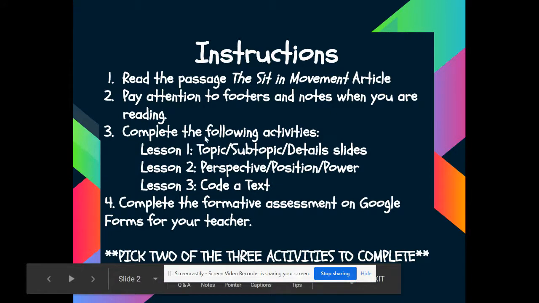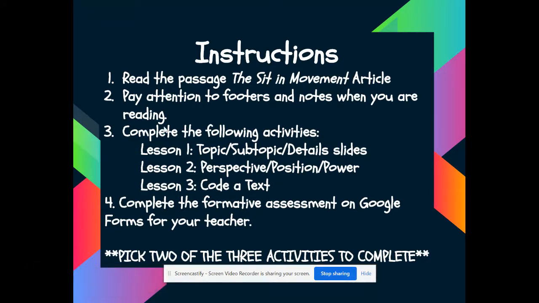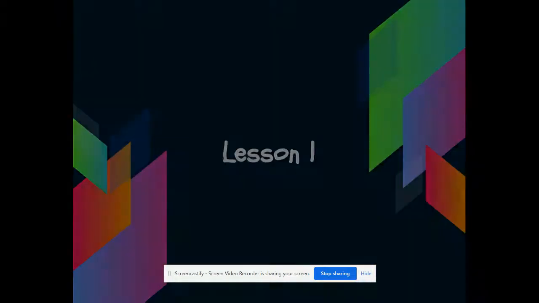And you're going to have these three activities, these three lessons, and you're going to pick two of them. The following activities are lesson 1, topic, subtopic, detail slides. Lesson 2, perspective, position, power. Or lesson 3, code a text. And then 4 is you're going to complete the formative assessments, and it's pretty easy, not that hard, on Google Forms for whichever your teacher is. And you're going to pick 2 of the 3. So don't do all 3 unless you really want to be a go-getter and go get it.